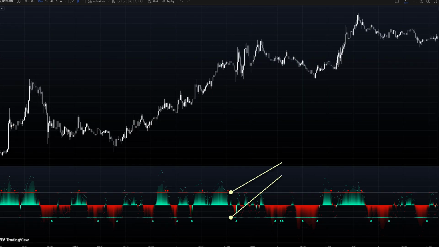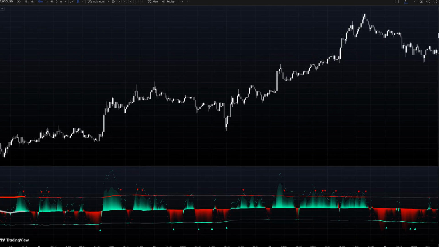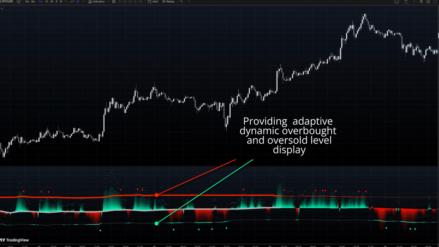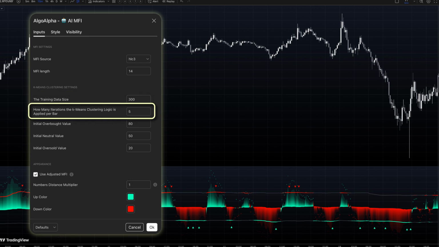The indicator processes price and volume data through standard MFI calculations, then uses K-means clustering to dynamically adjust the traditional overbought, neutral, and oversold levels that are typically fixed in a standard MFI. By default, it analyzes 300 bars of historical data and performs 5 clustering iterations to determine appropriate threshold levels for current market conditions.